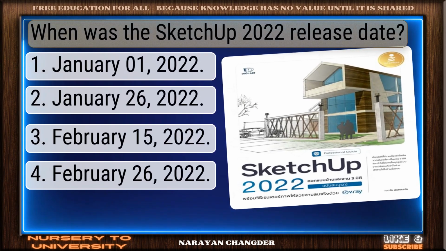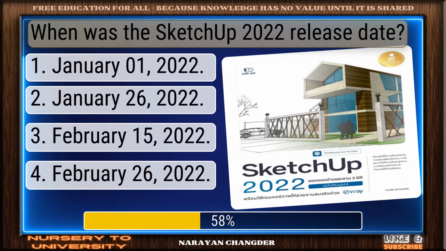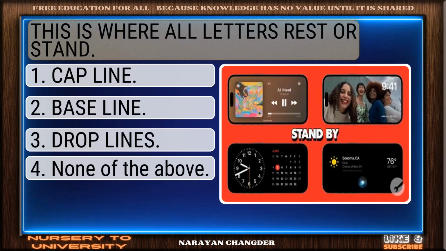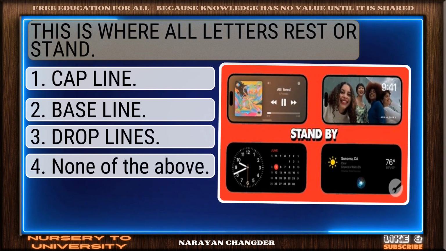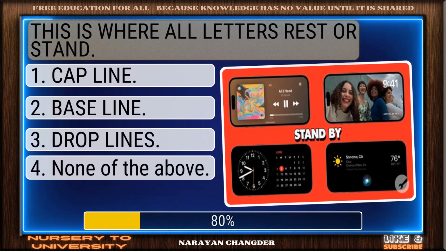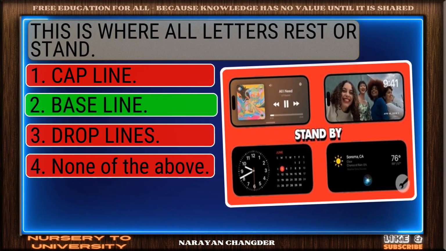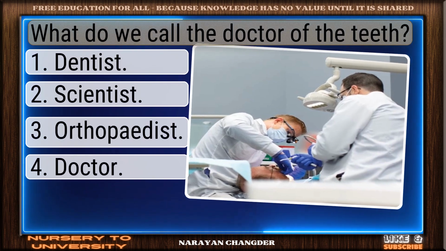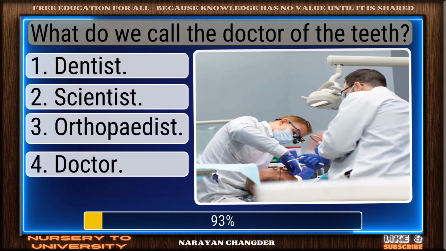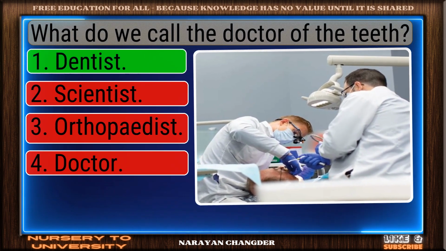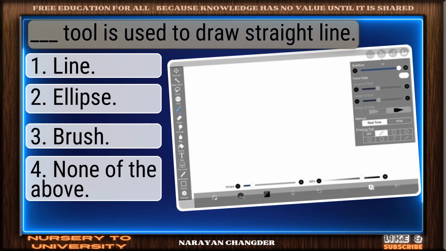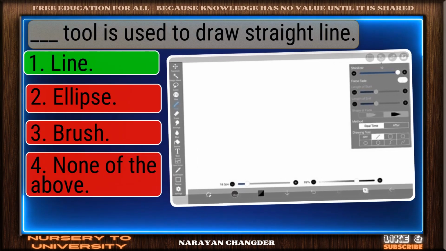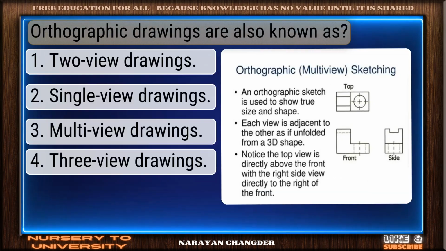When was the SketchUp 2022 release date? Exactly. January 26, 2022 makes sense. This is where all letters rest or stand. Smart move. Baseline is accurate answer. What do we call the doctor of the teeth? Good thinking. Dentist is right. Dash tool is used to draw straight line. Perfect. Line is the one.